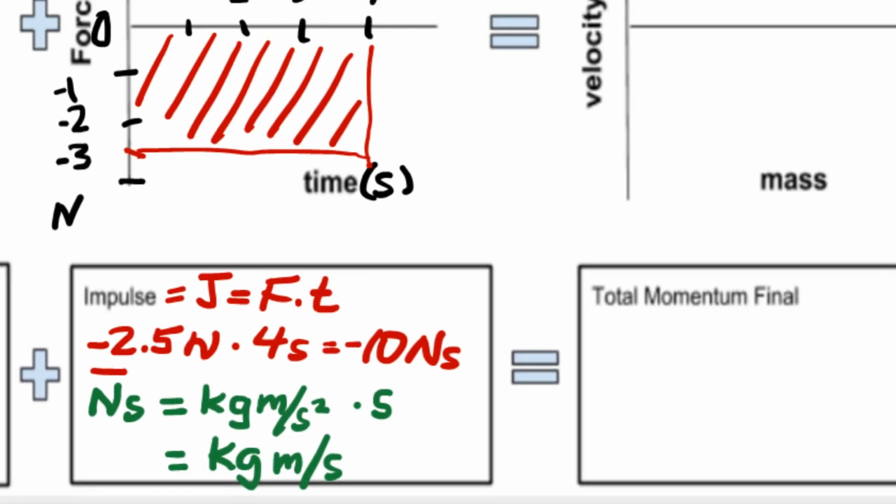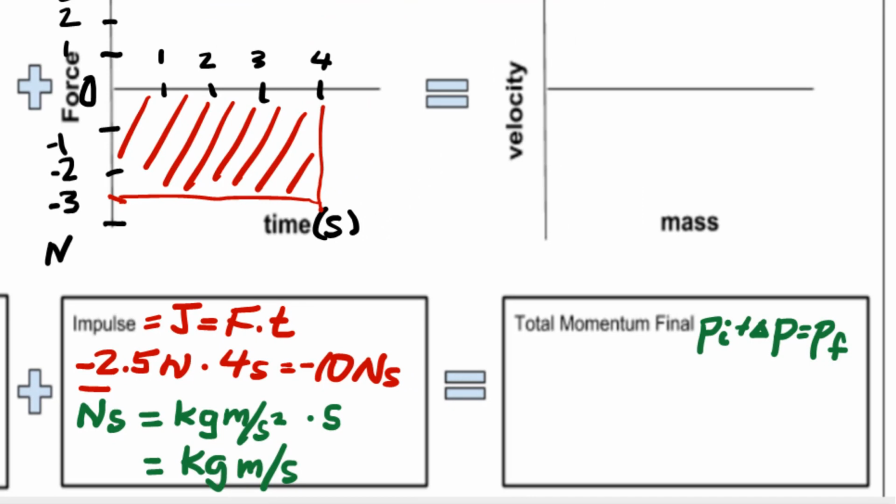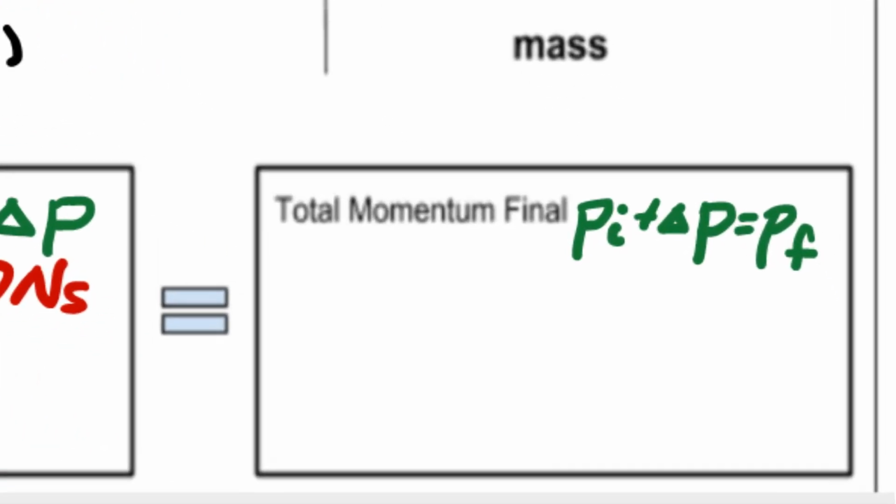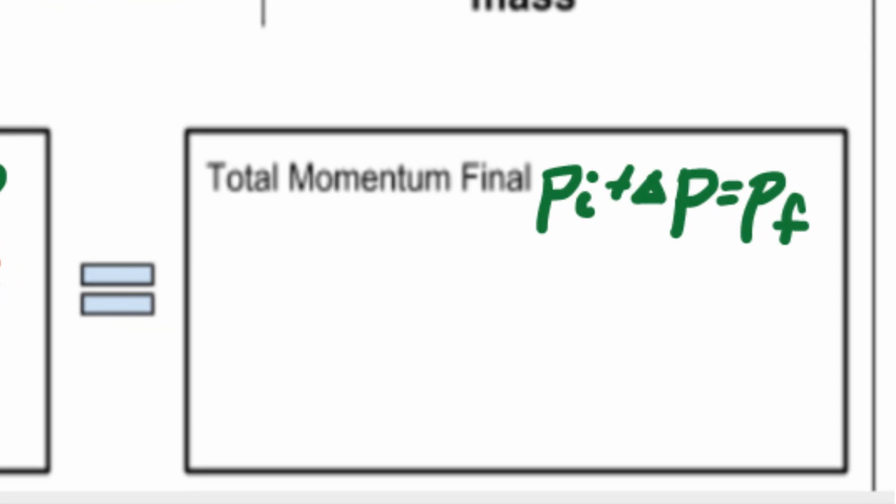Let's take a look at our final momentum. I know my initial momentum plus the change of momentum is equal to my final momentum. That change of momentum comes from an impulse, which is my force times my time. Let's put some numbers into it. You'll find that I'm going through the numeric calculation here for total momentum, and I'll come back to the graph. I find it a little bit easier.